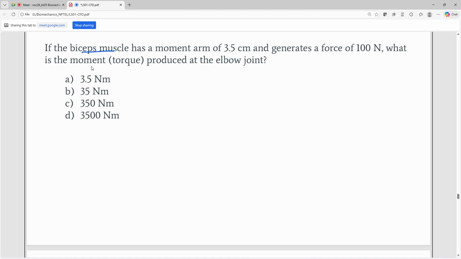So even though we have not started discussing muscles, I hope everybody knows what the biceps muscle is. So the question is, if the biceps muscle has a moment arm of 3.5 centimeter and generates a force of 100 Newton, what is the moment or torque produced at the elbow joint? Options are A, 3.5 Newton meter, option B, 35 Newton meter, option C, 350 Newton meter, option D, 3500 Newton meter.